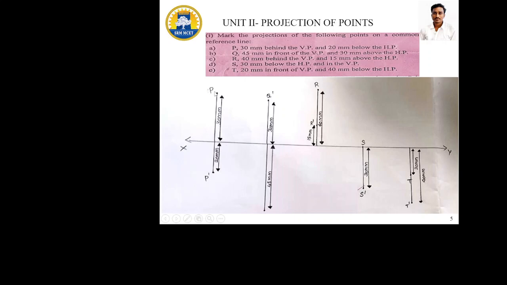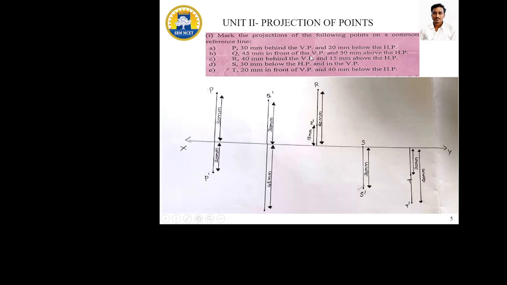So here mention the name P, P dash. P dash is visible on the front view and simple P is mentioned on the top view. Wherever the front view is, when we solve the problem, we need to use a dash in the notation. Okay, so the second one is Q, 45 mm in front of the VP and 30 mm above the HP. So it is the first quadrant.